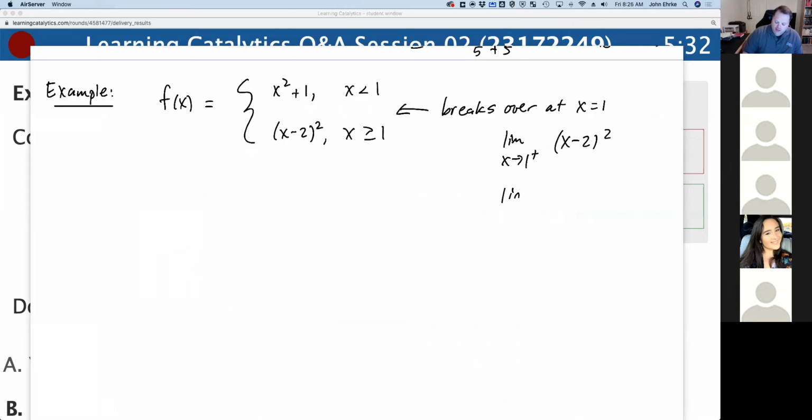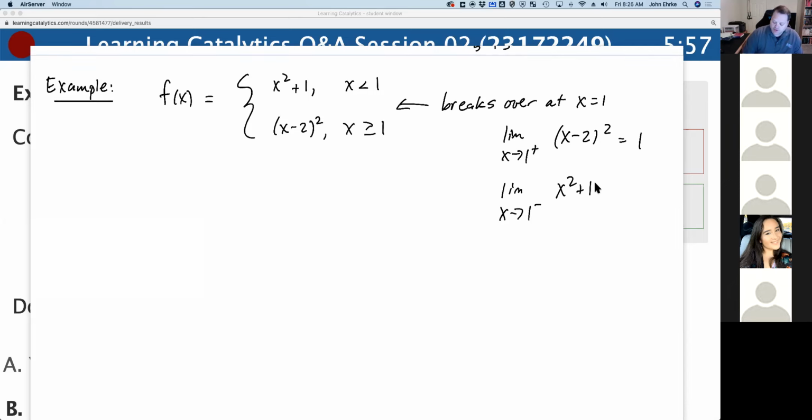And I should look at the other function, to the left of 1. All I'm going to do is calculate those two limits. Those limits are not difficult to calculate because you can directly substitute in. If I plug 1 into this limit, I get 1 minus 2, which is -1, and -1 squared is 1. If I plug 1 into this one, I get 1 squared plus 1, which is 2. Those two limits are not equal to each other.